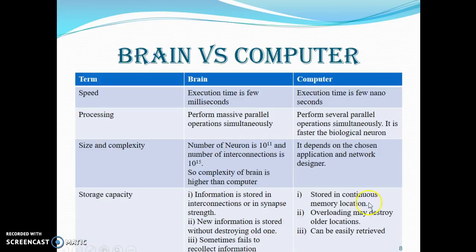But sometimes we fail to recollect the information. Suppose we learned something in the past, and if we want to recall that thing, sometimes we are not able to do so. In the computer, the information is stored in continuous memory locations, and overloading may destroy the older locations. But once the information is stored, it can be easily retrieved.